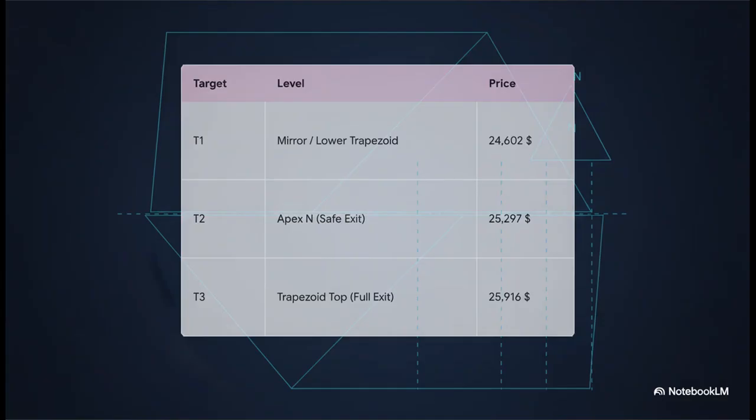But the plan wasn't just about entries. It also set three really distinct profit targets. Target 1 was aimed at a level called the mirror, or lower trapezoid. Target 2 was a point called apex N, and that was designated as a safe exit. And the final goal, target 3, was the very top of that trapezoid structure, which was considered the full exit.